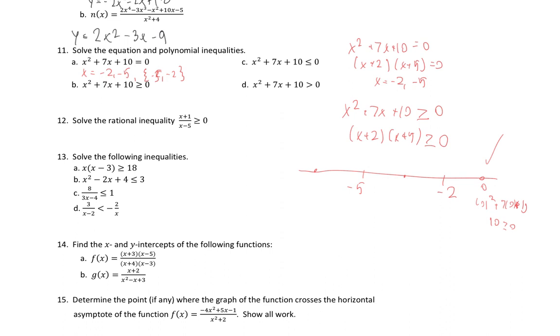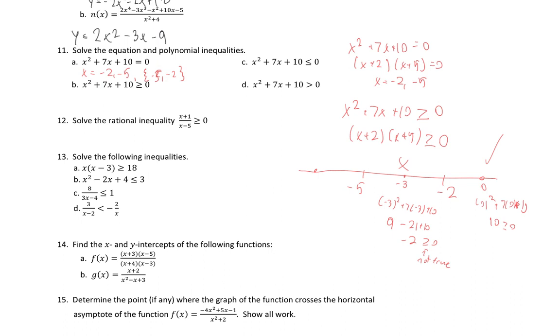Something between minus 2 and minus 5, I'll do minus 3. So minus 3 squared plus 7 times minus 3 plus 10. We get 9 minus 21 plus 10, which is negative 2, which is not bigger than 0. So that's not true.